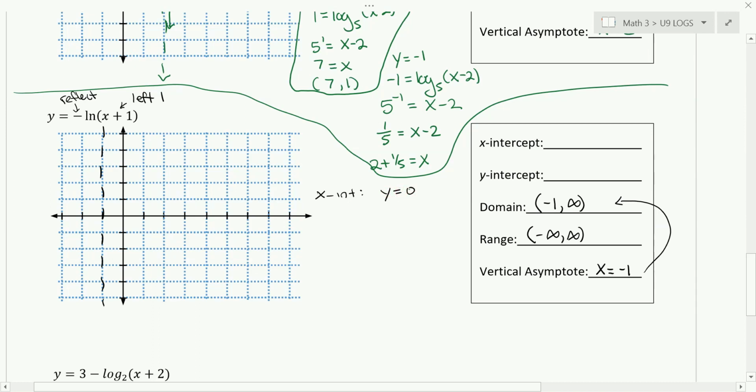Before we do though, will we have a y-intercept on this one? So our graph's going to get as close to -1 as it can. And so it's got to cross this y-axis somewhere. So yes, we will. But let's find the x-intercept first. This time we can't write none for the y-intercept though. We will have a y-intercept.